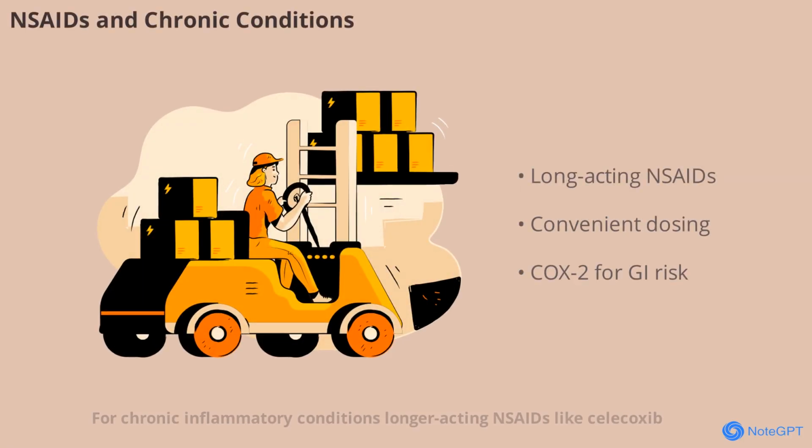For chronic inflammatory conditions, longer-acting NSAIDs like celecoxib, meloxicam, or naproxen are more convenient. These options provide sustained pain relief and are easier for patients to manage. COX-2 selective NSAIDs are generally recommended for individuals with higher gastrointestinal risk, especially those older than 65 years or with peptic ulcer disease.